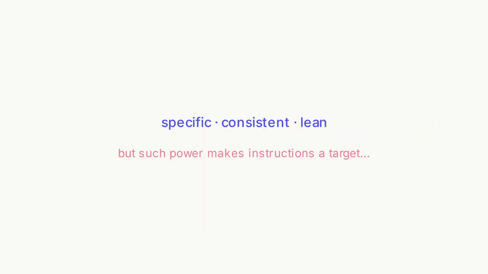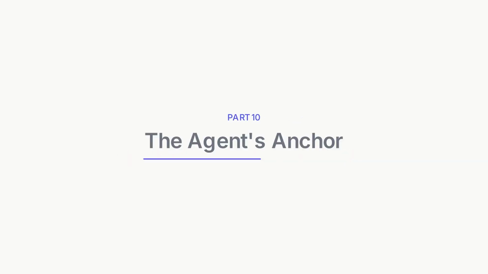So a good system prompt is specific, consistent, and lean. But there's one more thing that makes instructions unique. Because they're so powerful, they become a target. And that danger shows up most sharply the moment you put the model inside an agent. Part 4, instructions in an agent.